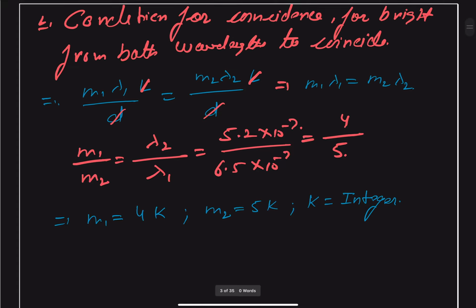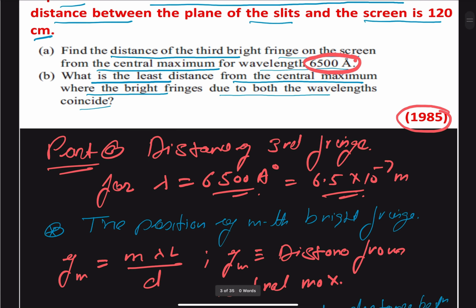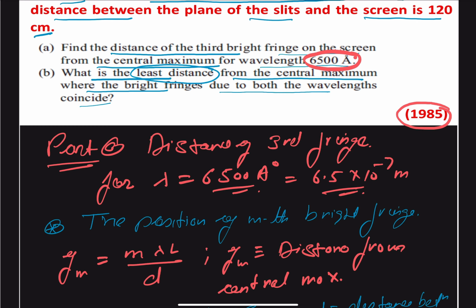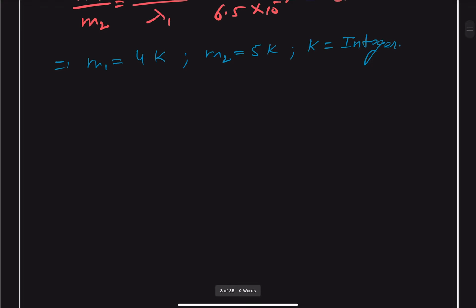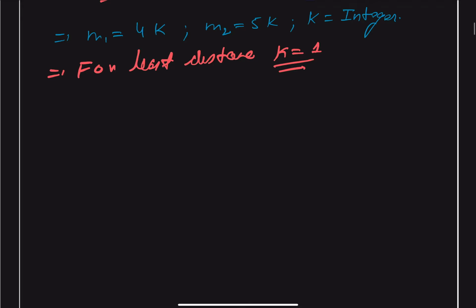And it is said that we have to find the least distance. So it means the value of k should be the smallest integer. So for least distance k should be equal to 1, and this gives us that m1 is equal to 4 and m2 is equal to 5. Now we can easily calculate the position of the coinciding fringe.